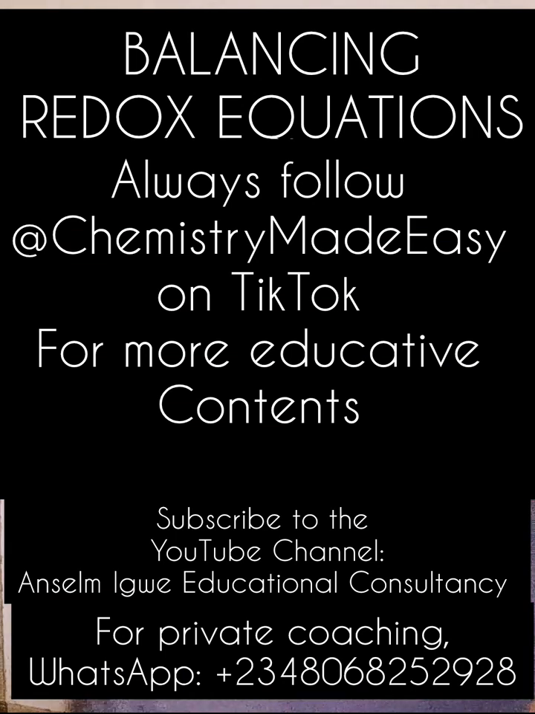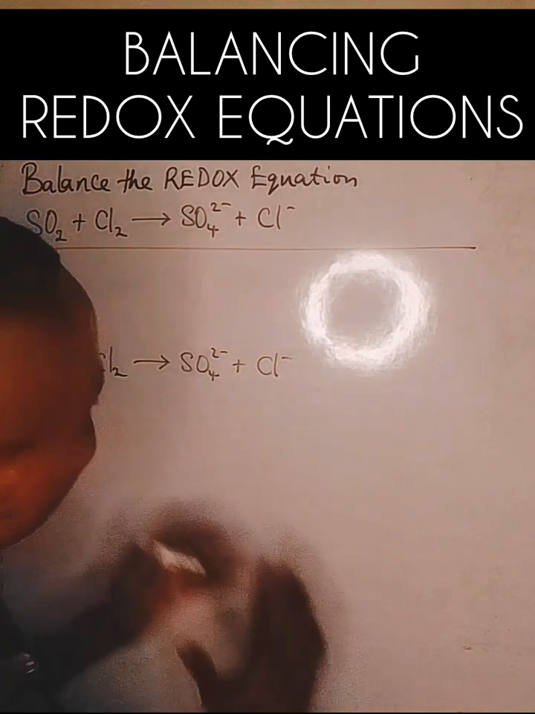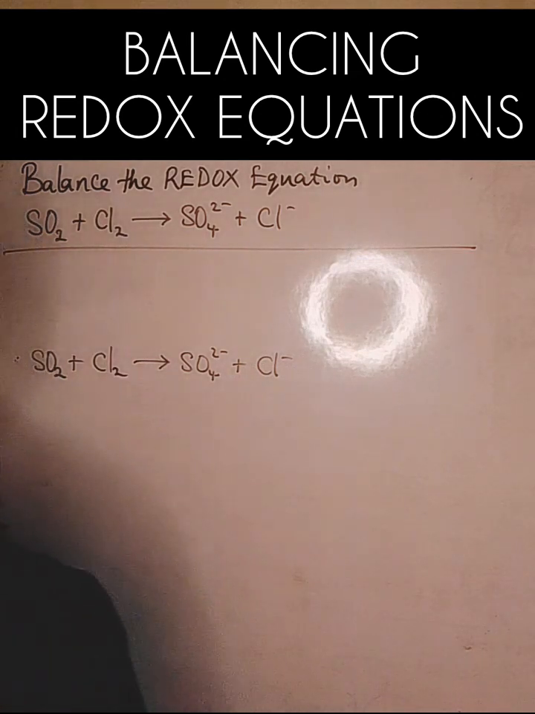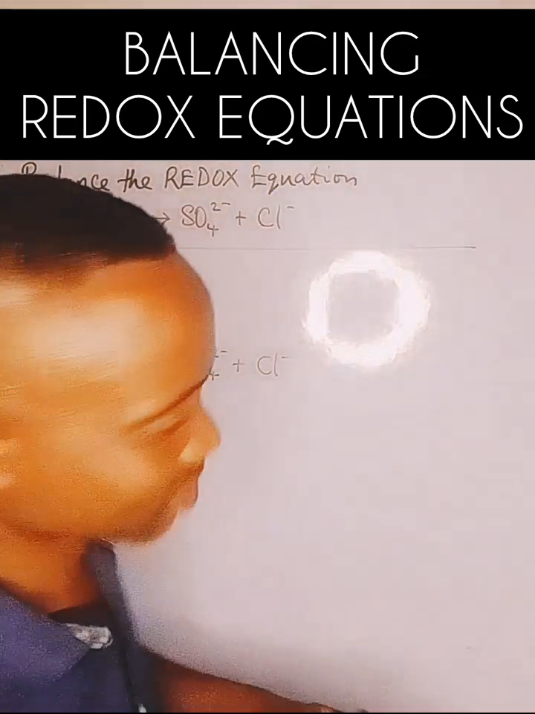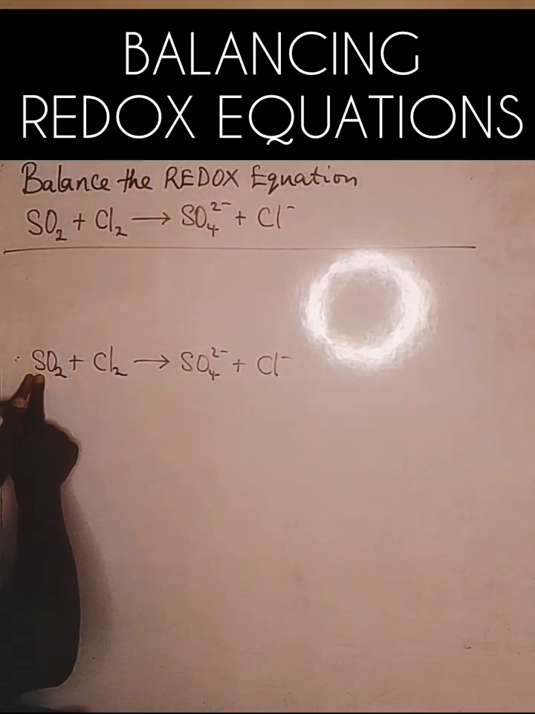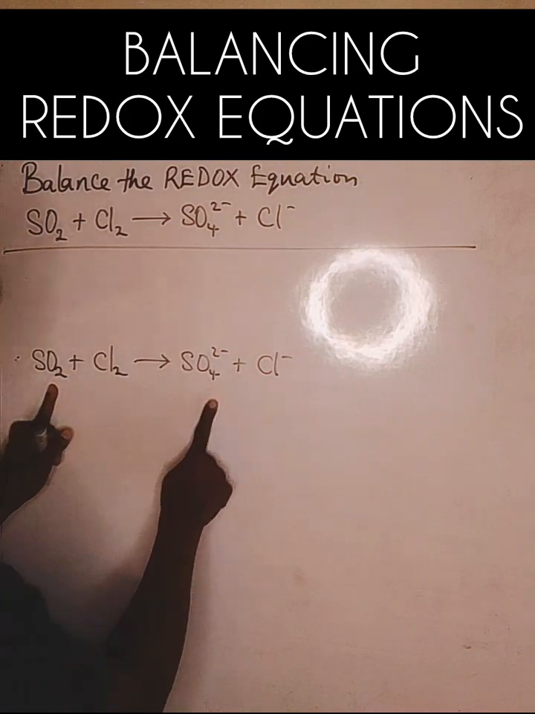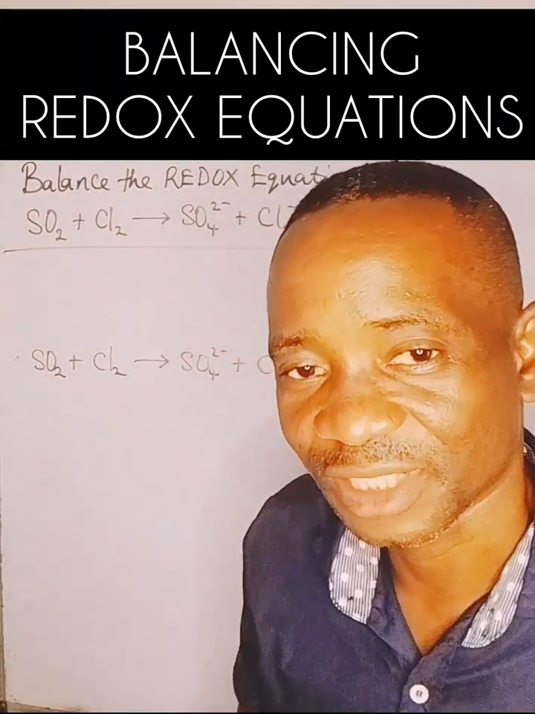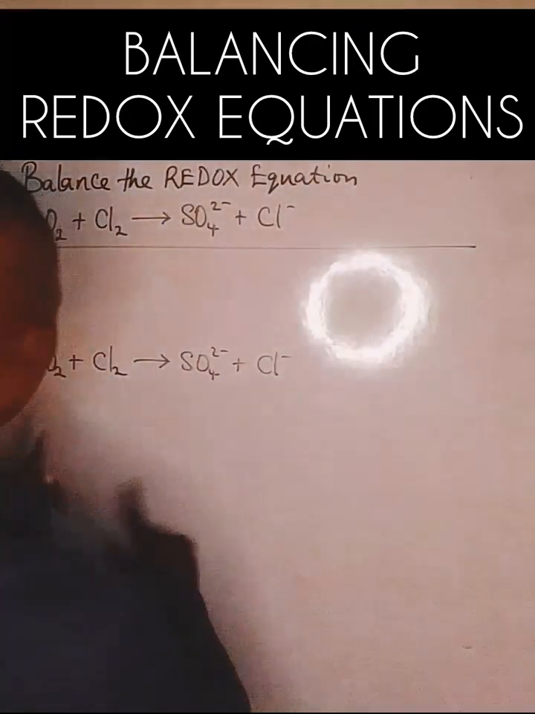Now look at what you do. We rewrite this first. SO2 plus Cl2 plus H2O gives SO4 2- plus Cl-. I have just rewritten the equation. Another thing you do is to check if there are atoms that are not balanced, as if you are balancing ordinary equation. Sulfur atom is 1 at the reactant side, 1 at the product side. Oxygen 2 here, 4 here. Please, when you are balancing redox equation, forget about oxygen for now. Balance non-oxygen atom first. We know oxygen is not balanced, but let's proceed.